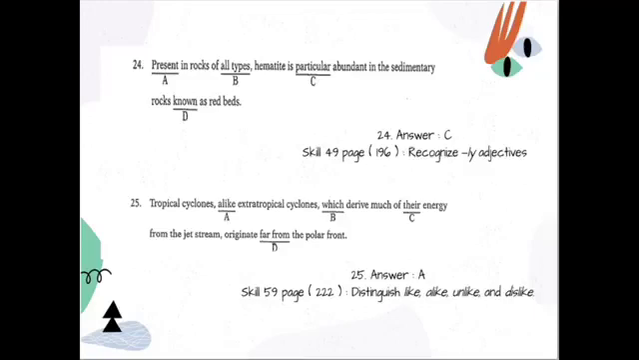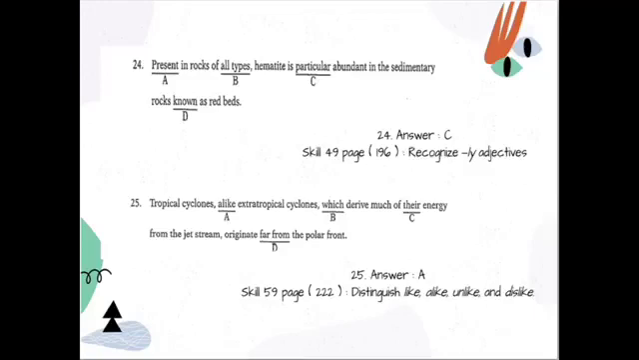But the correct answer is C, particularly. Based on skill 46, page 196, recognize ly as an adjective ending. Often adverbs are formed by adding ly to adjectives, and these ly endings are very easy to recognize. Because before the verb there is a to be, the word particular must be an adjective. So the correct answer is particular with ly, or particularly.